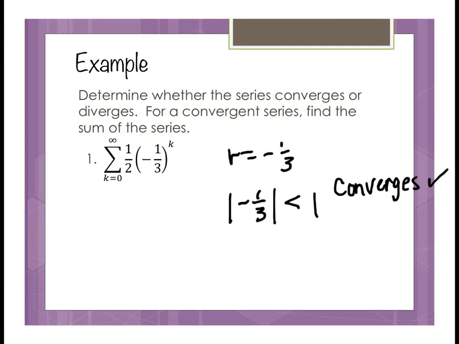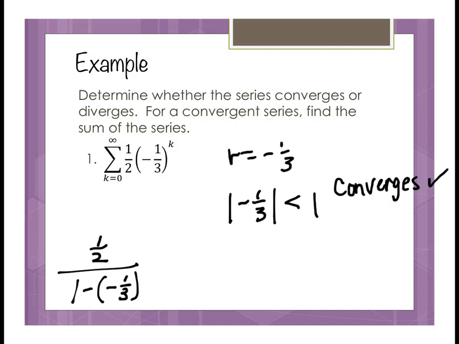My a value is what? 1/2. And we're doing that over 1 minus, and my r value was that -1/3. And you do need to have the negative. It's part of the r value. It doesn't determine whether it converges or not, but it does change the value of the convergence of the series, okay? So we do need that in there.